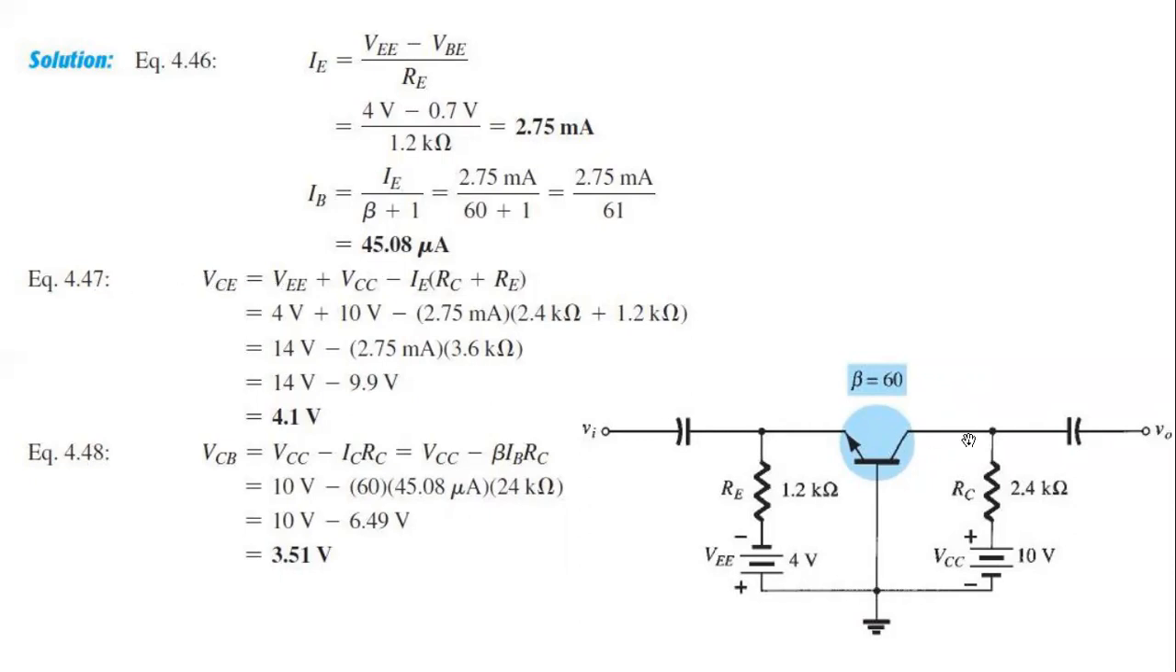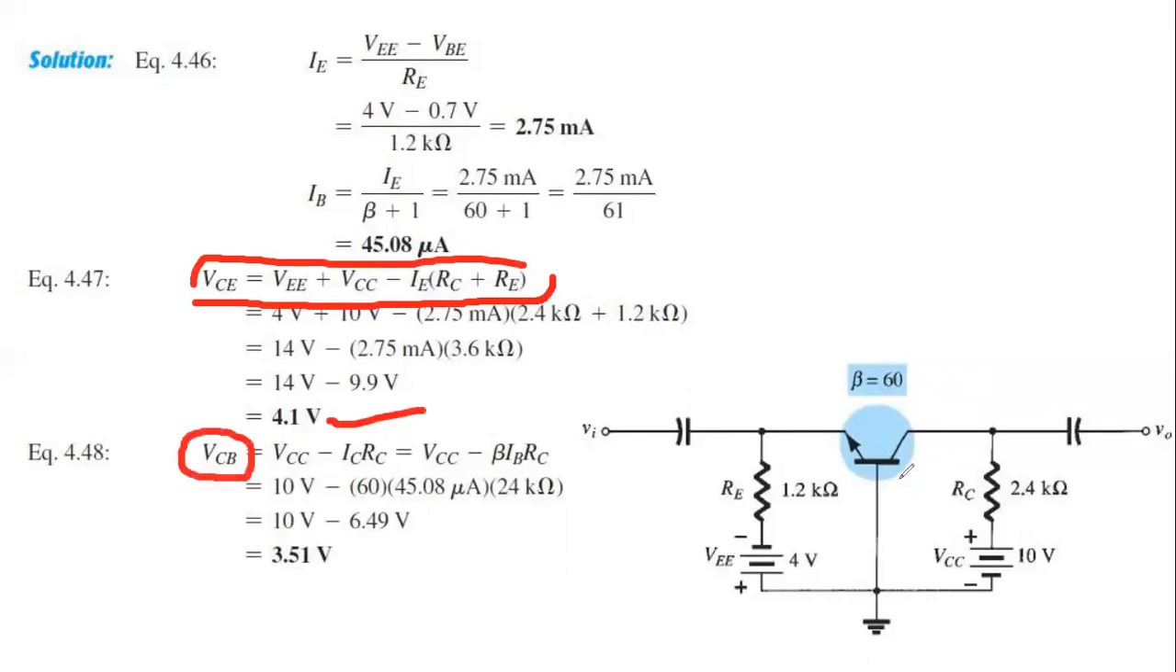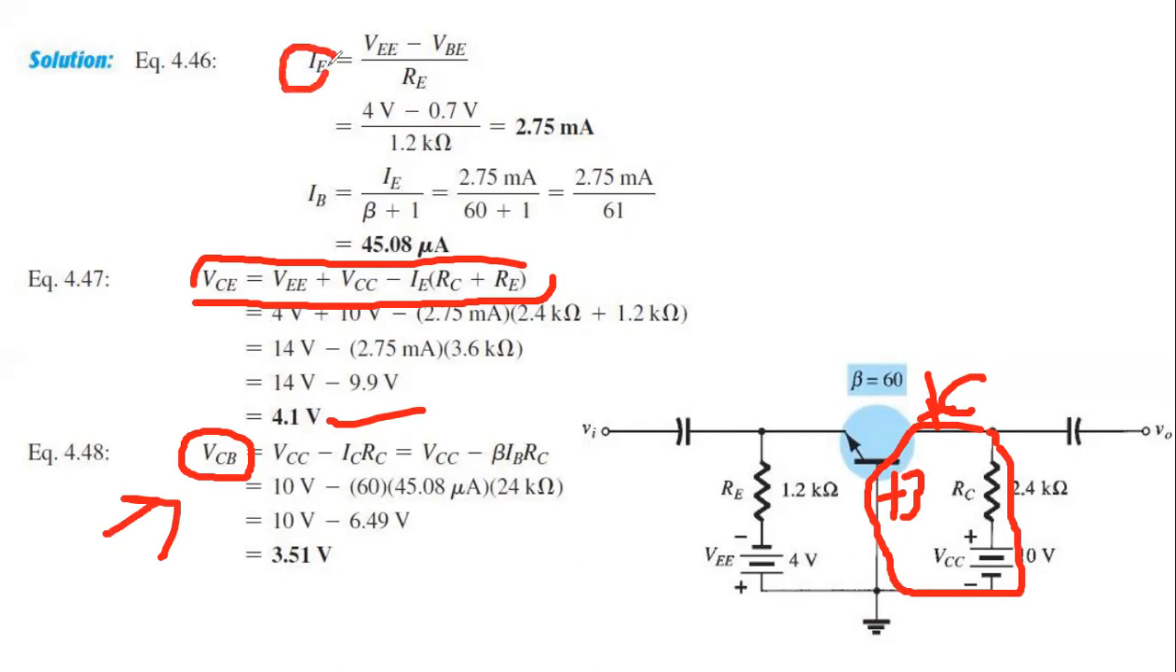Then you apply KVL in the outer loop. They have used the equations here directly because they have already shown you, but you will not do it like that. You will apply KVL in the same way. You'll find this voltage, and finally find the voltage VCB, that means the output voltage here. Now the output is across the collector and base. That is B and that is C. So we have to apply KVL into this outer loop, and at that time we will find this value. So in this way we will solve.